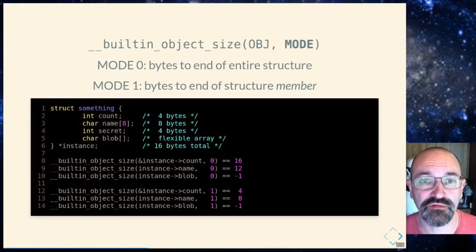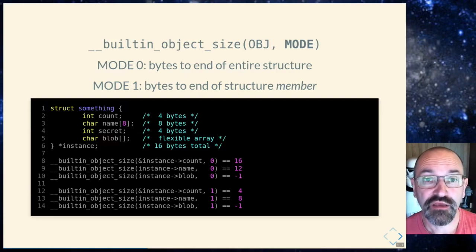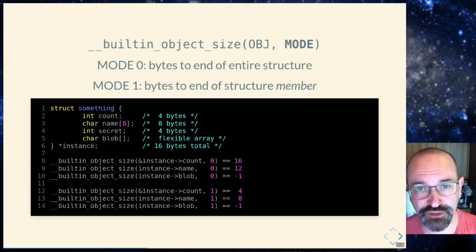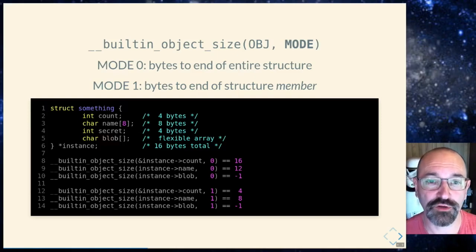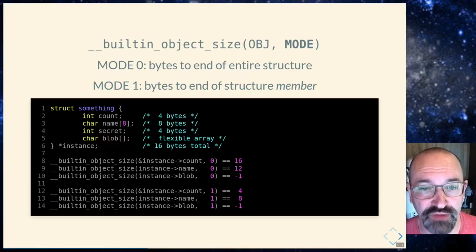The most important difference here, the reason the prior security flaws are happening, is because of the mode setting for __builtin_object_size. Mode 0 says to the compiler, tell me how many bytes I have from this pointer to the end of the entire structure. In mode 1, it says, tell me how many bytes I have until the end of this structure member. So in this contrived example, you've got this structure, and an instance of the entire structure is 16 bytes total.